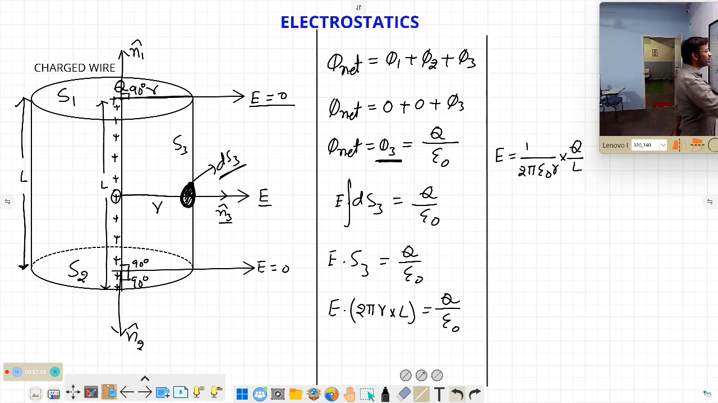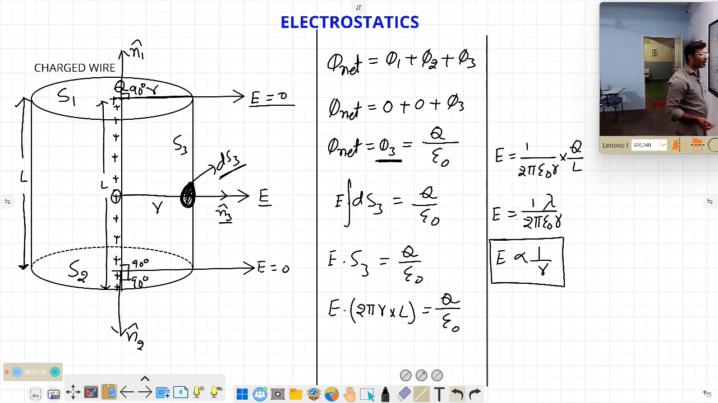What is q by L? It is charge per unit length, called linear charge density, so E is equal to lambda by 2 pi epsilon naught r. Here also, if you observe, E is inversely proportional to r. So in the case of a cylindrical surface, a linear charged wire, the electric field intensity at any point is inversely proportional to r, and the remaining factors are all constant.